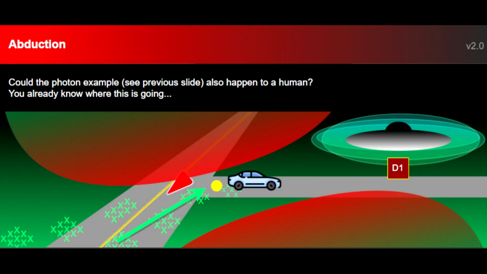Abduction. Could the photon example, see previous slide, also happen to a human? You already know where this is going. Yes, it looks crazy. The red glows aren't actual force fields, but they show that events are stacking up, perhaps far back in time, to cause the human to appear at a certain location and moment in time. Since we are talking about individual timelines, this stacking up may mostly originate in the mind of the human, in the form of decisions.